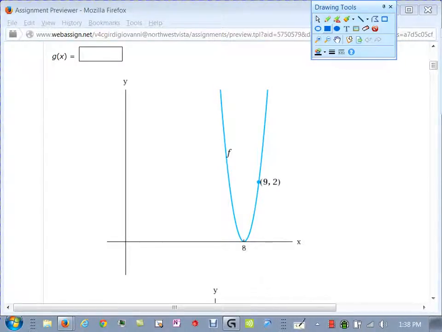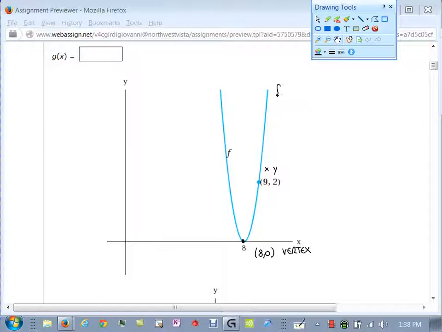First of all, we have 2 points given to us. One point is the point (8, 0). That happens to be our vertex. And then we have another point here, which is just like an x and a y coordinate. So let's first talk about quadratic functions.